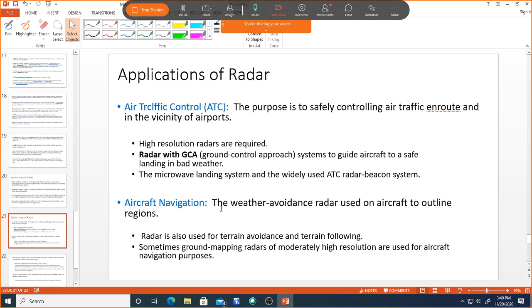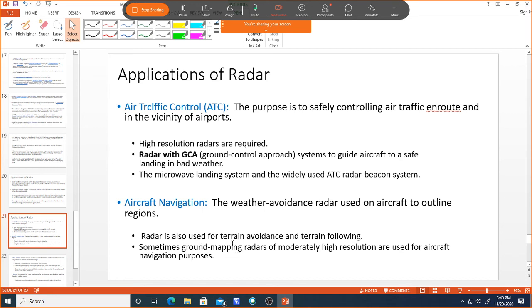So for aircraft navigation, if bad conditions are there, we need to send signals to the aircraft so that it can land properly and will not go into weather where the conditions are bad. So for aircraft navigation systems, these radars are very useful.